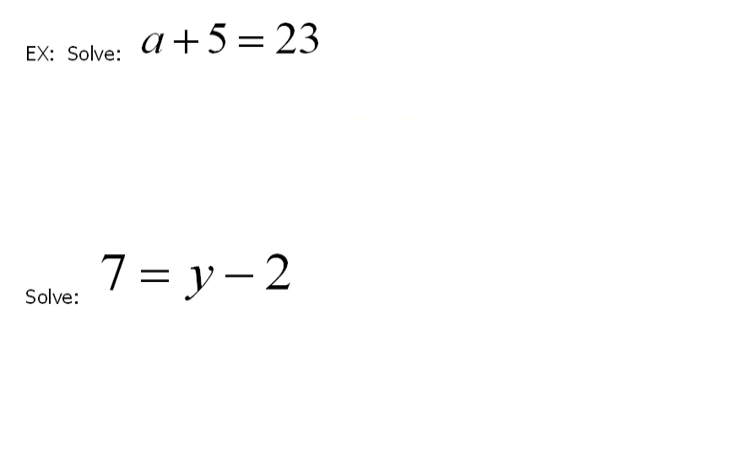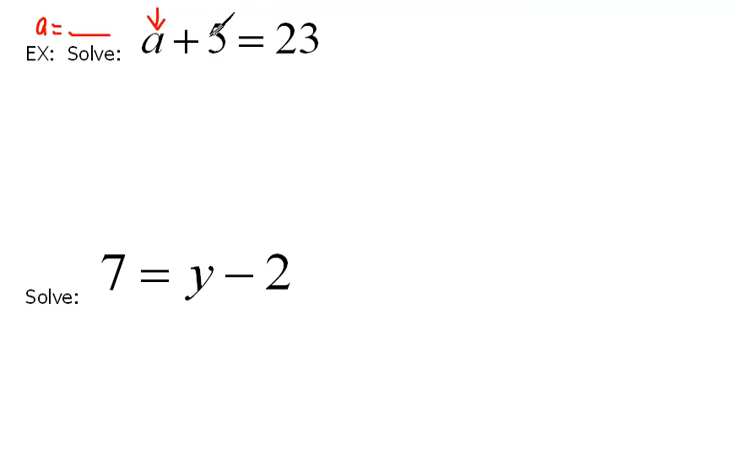Here we have a problem that says solve a plus 5 equals 23. And now you could probably look at that and tell what the answer should be, but we're going to do this using the proper procedure so that when you get to more difficult problems, you'll know what to do. Okay, our goal here is we want to get this letter alone. We want to end up with something that says a equals something so that we can find the solution to this problem. Well, right now, a is not alone because it has plus 5 attached to it.